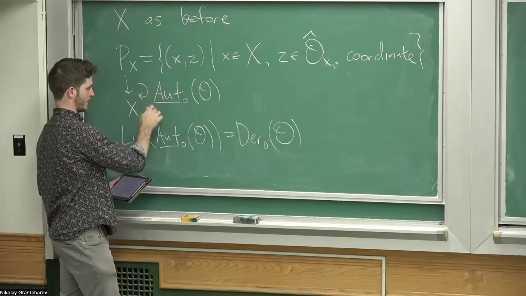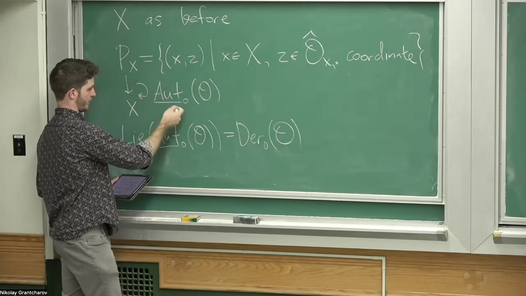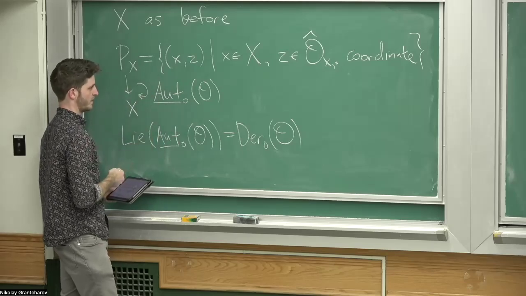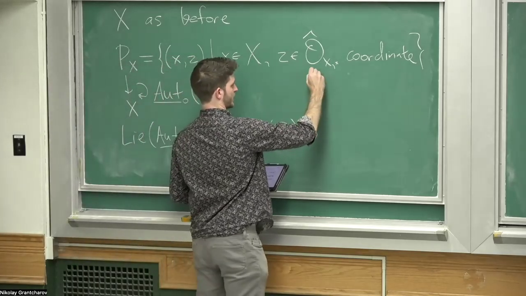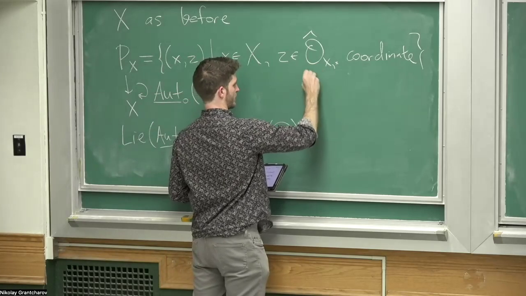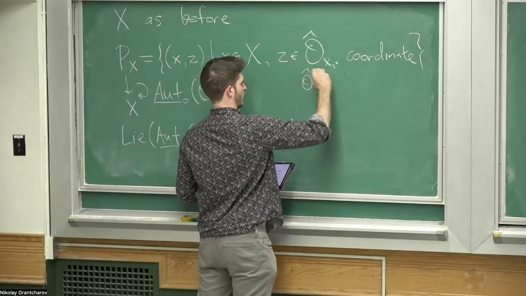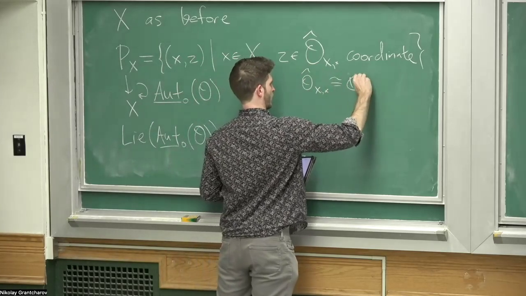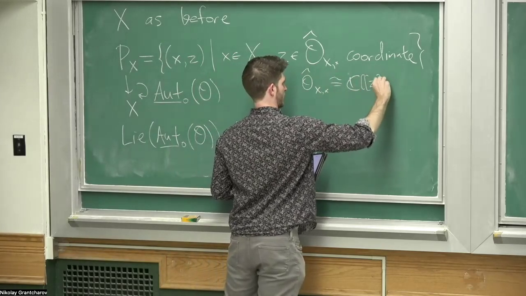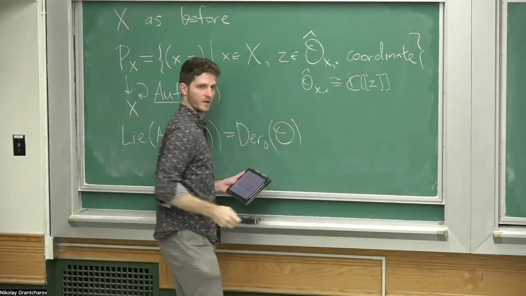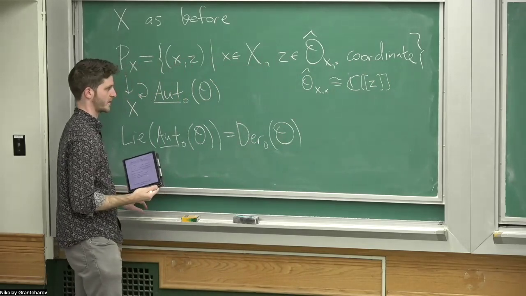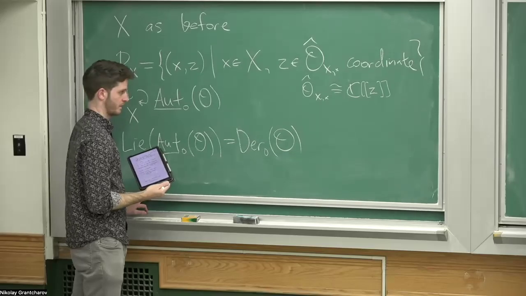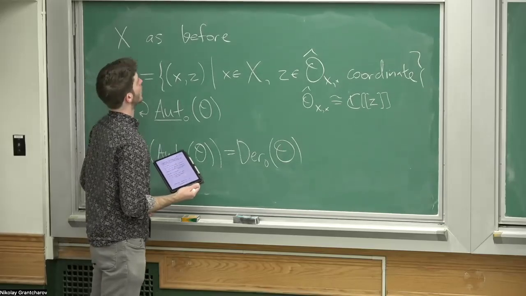And so this is exactly going to be a torsor, because for Aut_0, a choice of coordinate is the same thing as an isomorphism of this thing with the disk with the coordinate. So Aut_0 will act simply transitively on the space of such isomorphisms.